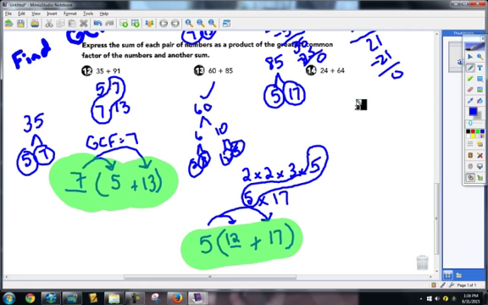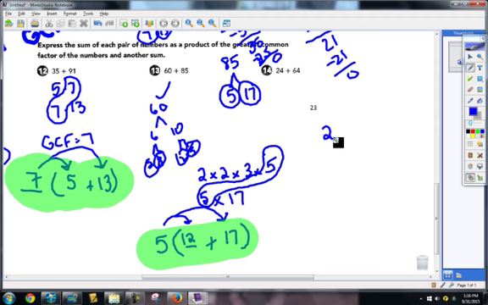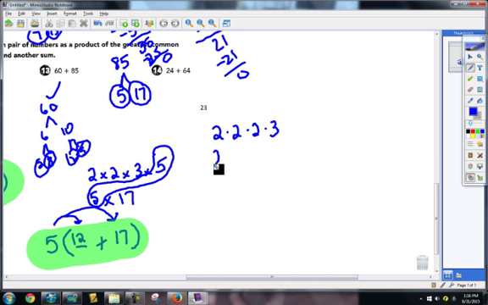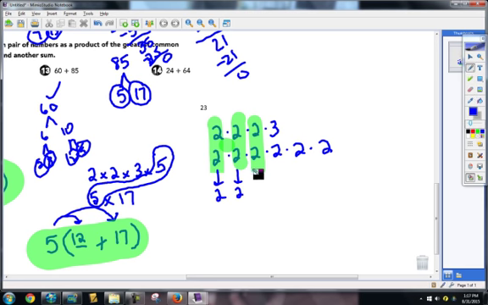Next one, 24 and 64. I'm going to try to save a little bit of time. You should have done your prime factorization, and you should have found that 24 would be 2 times 2 times 2 times 3. 64 is 2 times 2 times 2 times 2 times 2 times 2. So you look for common factors. I see that they have 2's, they have 2's, and they have 2's. That's all they share. So I use one of each of those, and I multiply them. I know that my GCF is 8.